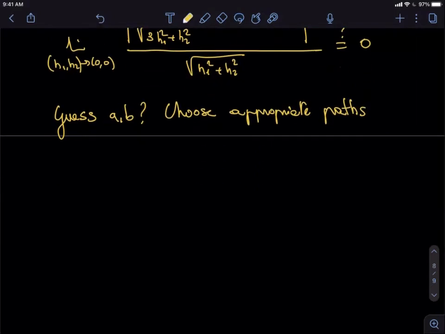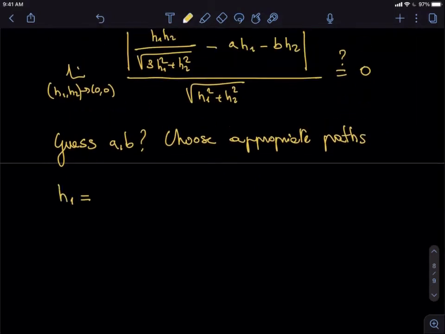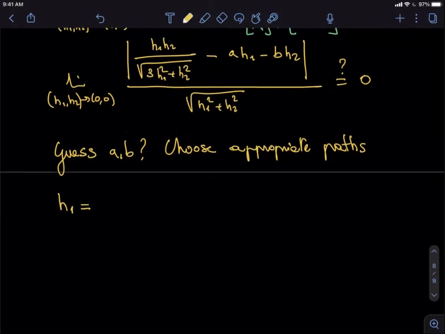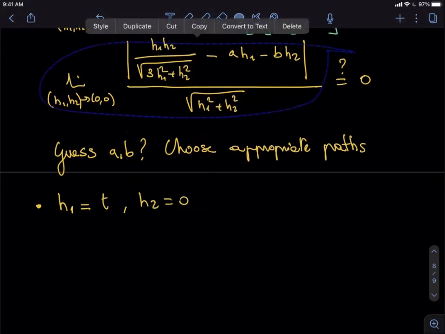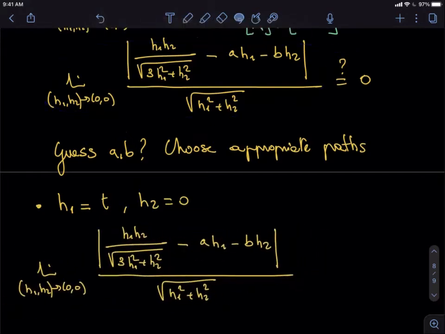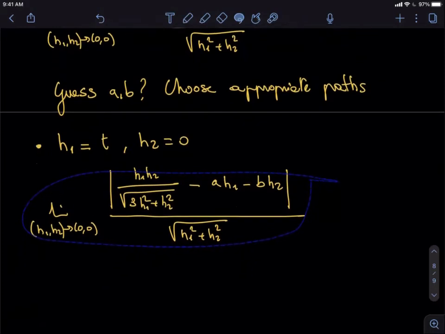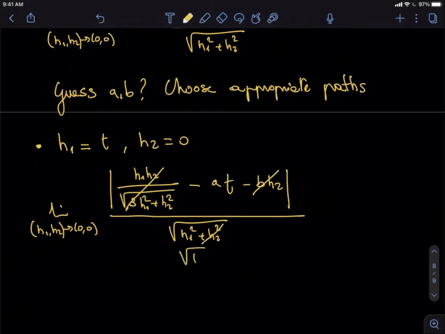What are appropriate paths? So it's very easy. We are going to approach from the coordinate axis. So take h1 equal t, h2 equals 0. Okay, let's take this one first. When I do this, let me copy paste this. And here, because h2 is 0, this goes right away, this goes right away, this goes right away. And then this here is t. And this is square root of t squared.